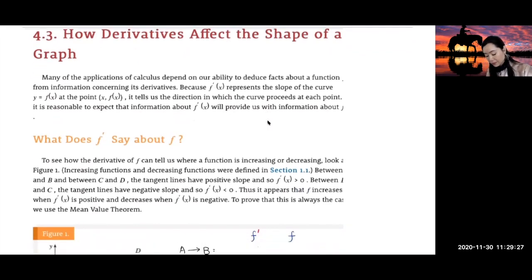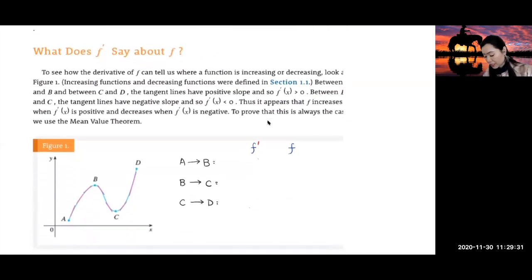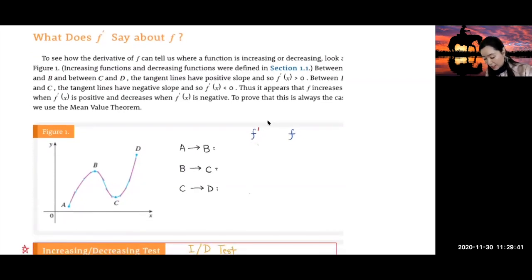So let's first talk about what the first derivative tells us about the function itself. Take a look at this graph over here. This is a function. It's a continuous function. There's no break, right?